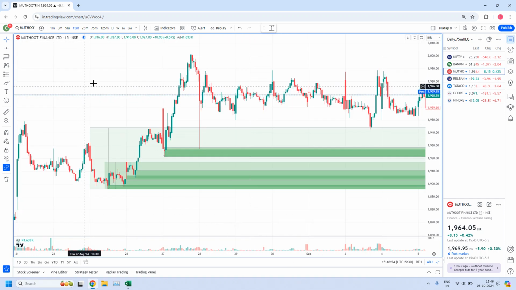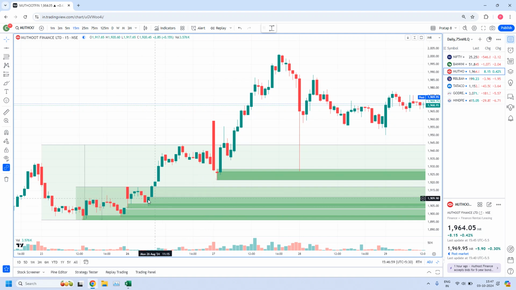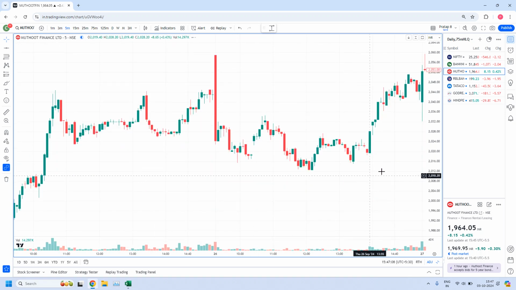Okay, what about the other zones, the 15 minute zones? How did I fine tune them? Already here you have a 15 minute zone. See here, this is a 15 minute zone. Here also you have a 15 minute zone. How do I fine tune with 5 minutes? So going to the 5 minutes time frame.